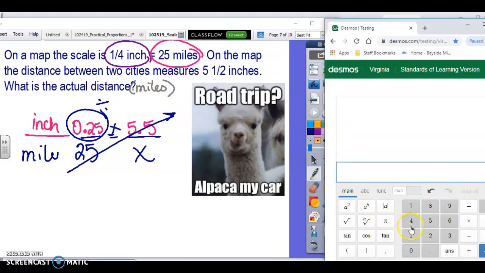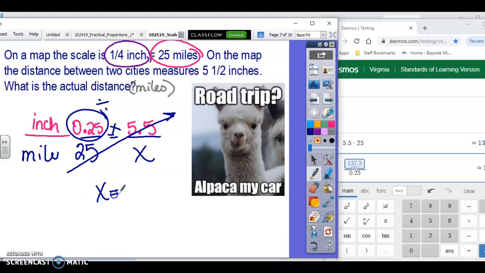So we have 5.5 times 25. Then we come down and we want to divide that by what's left over, which is 0.25. And we get an answer of 550. So x equals 550 miles.